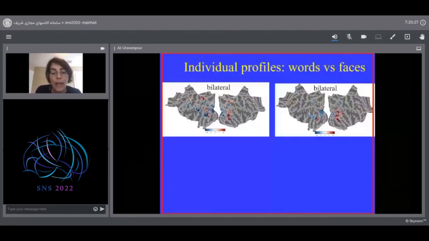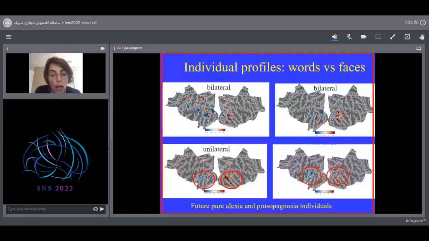Next, please. In fact, if you look at individual profiles in the sample of 28 individuals, you can see that most of the individuals show bilateral activation. These are now individual profiles. Next, please. But if you look closely, there are individual profiles where you see fairly substantial lateralization. I hope you can see here at the bottom that the left-hand one shows primarily faces in the right hemisphere and words in the left hemisphere in blue, and the bottom right corner again shows this lateralization.